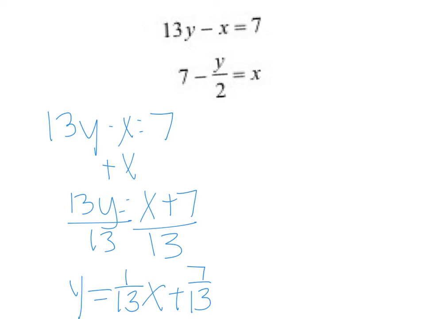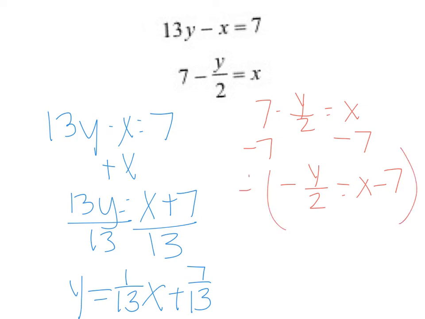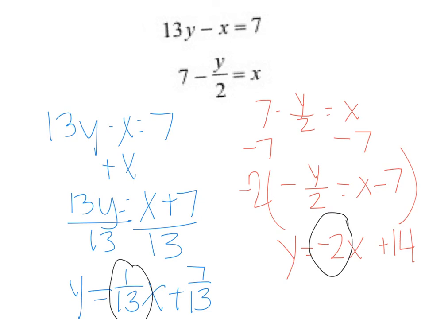If we take a look at the other equation, 7 minus y over 2 equals x. I want to solve for y again here, so I'm going to minus 7 from both sides. We have negative y over 2 is equal to x minus 7. And finally, I'm going to multiply everything in this equation by that negative 2 to get them to cancel. So we get y is equal to a negative 2x plus 14. The only numbers I really am interested in are the slopes, the numbers in front of the x. I have a negative 2 and a 1 over 13. There is no relationship with those numbers, so these two lines are neither parallel nor perpendicular.